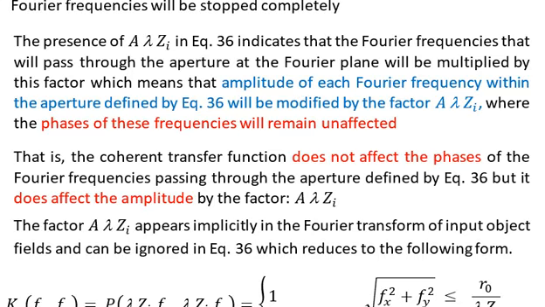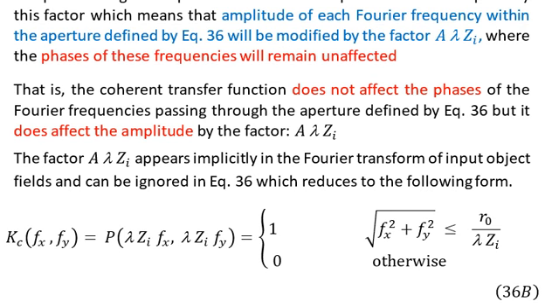So that is, the coherent transfer function does not affect the phases of the Fourier frequencies passing through the aperture defined by equation number 36, but it does affect the amplitude by the factor λzi. The factor λzi appears implicitly in the Fourier transform of input object fields and can be ignored in equation number 36b, which reduces to the following form.